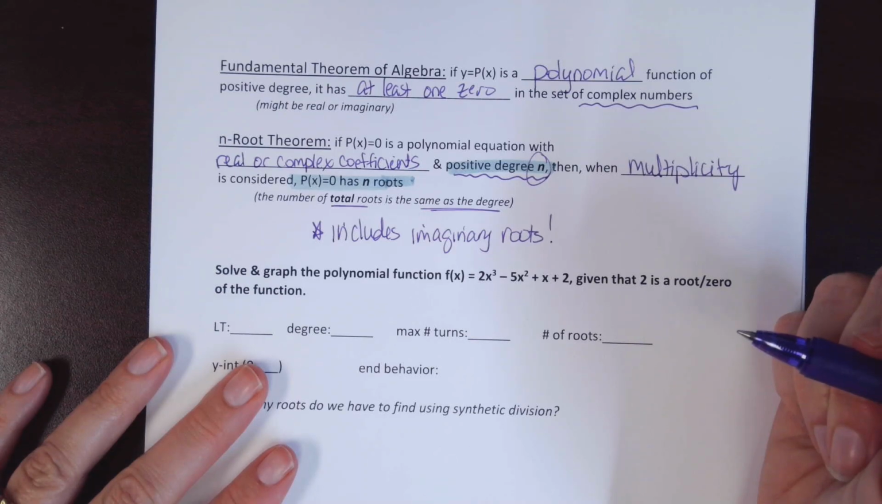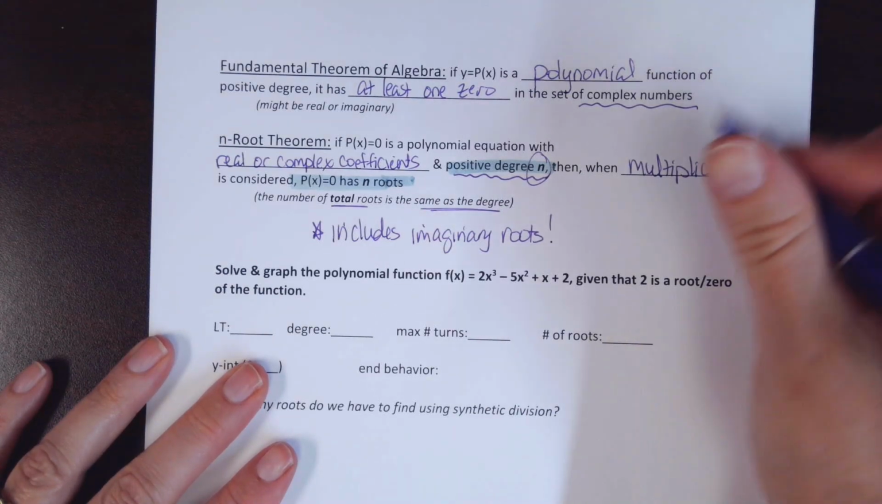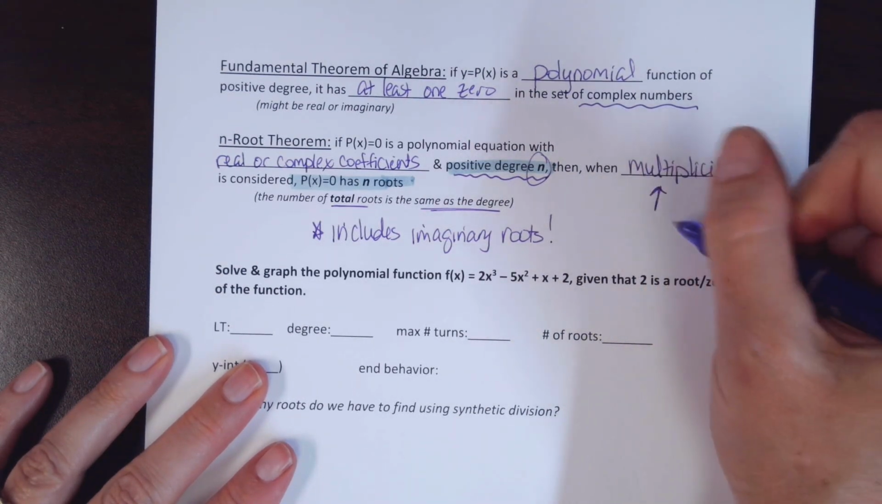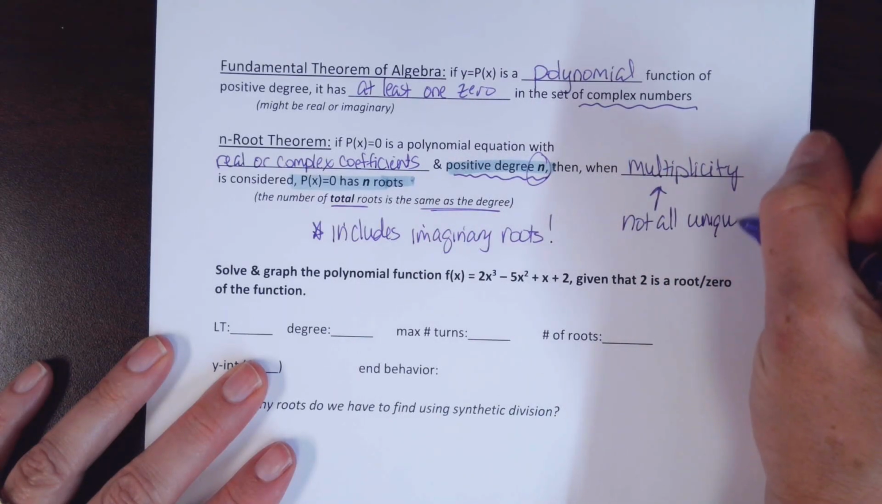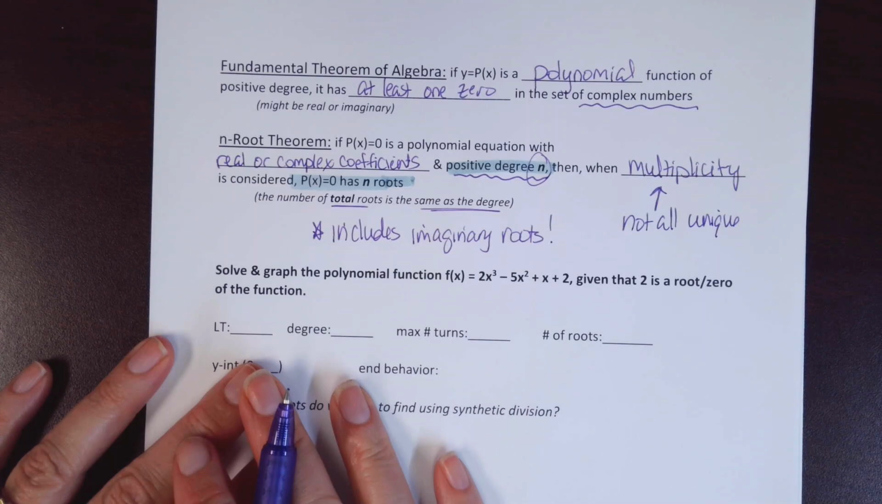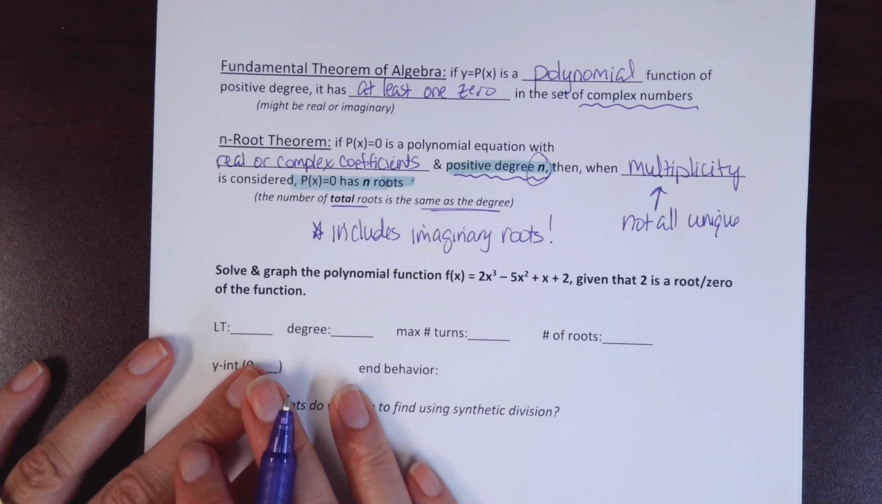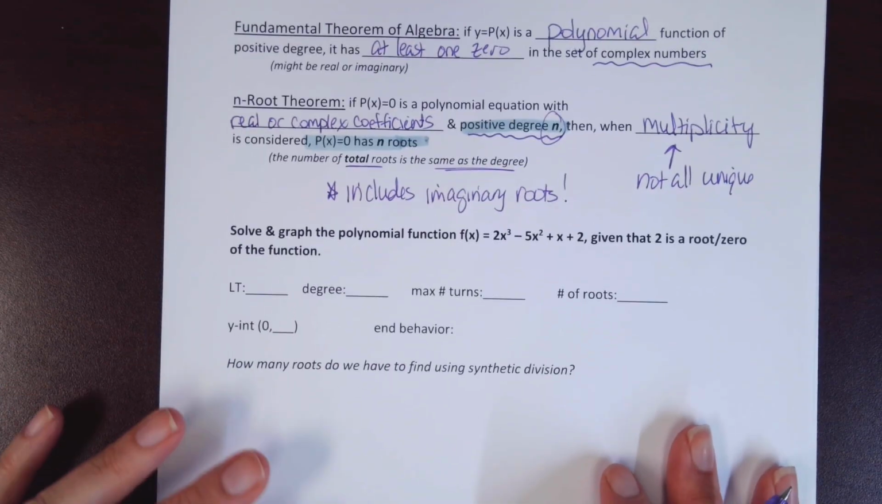Doesn't say that they are all unique. You have to consider multiplicity. Some are repeated. So if it's degree 5, I may not have 5 different x-intercepts. If I add up the multiplicity at the x-intercepts, that multiplicity will add to 5.